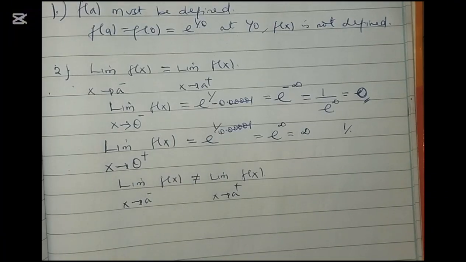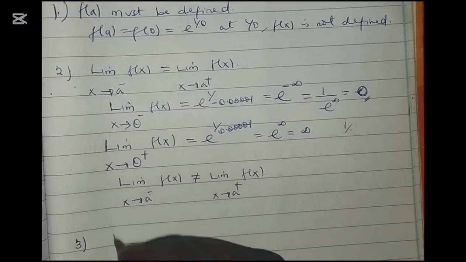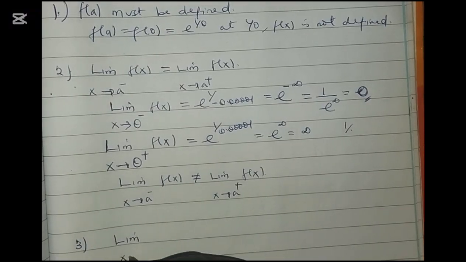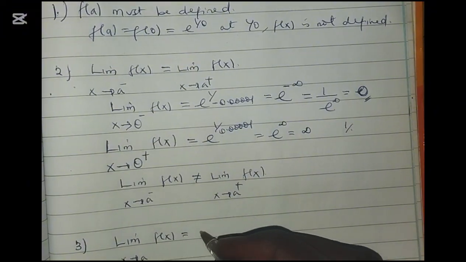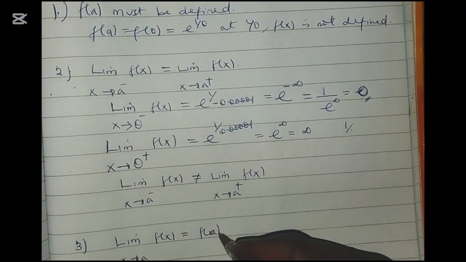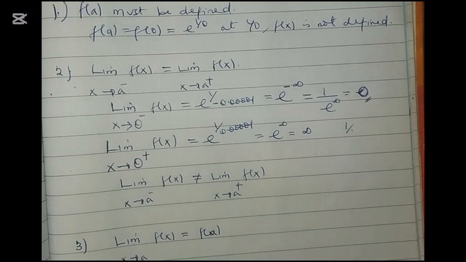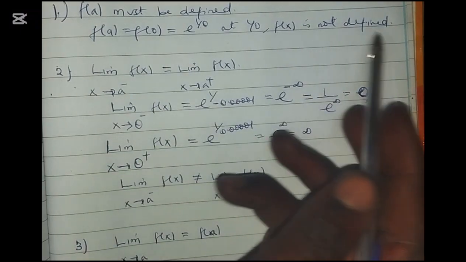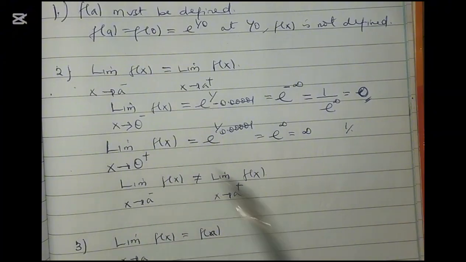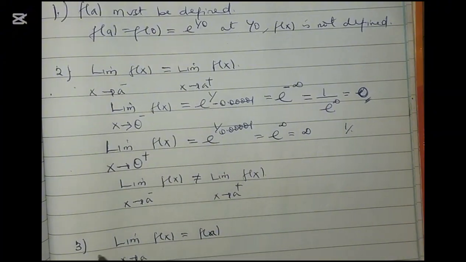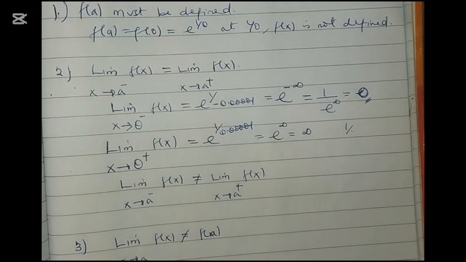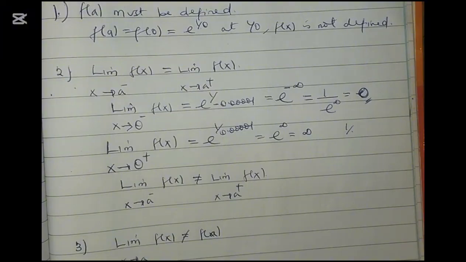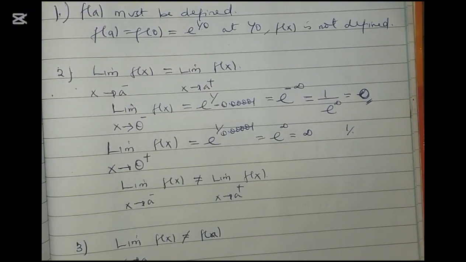So the second condition also fails. The third one says that the limit as x approaches a from both sides of f of x must equal the first condition, f of a. But this one also fails because f of a is undefined and the limit does not exist. So this one fails too. So this function f of x equals e to the power of 1 over x is not continuous at x equals 0. Thank you, and see you in the next lesson.